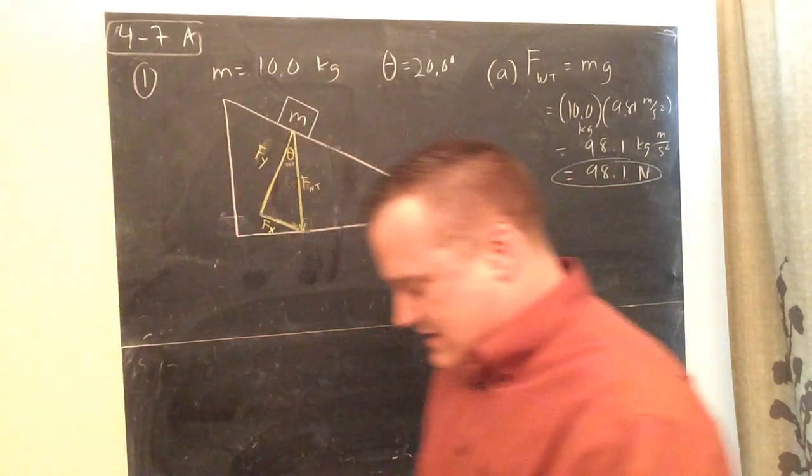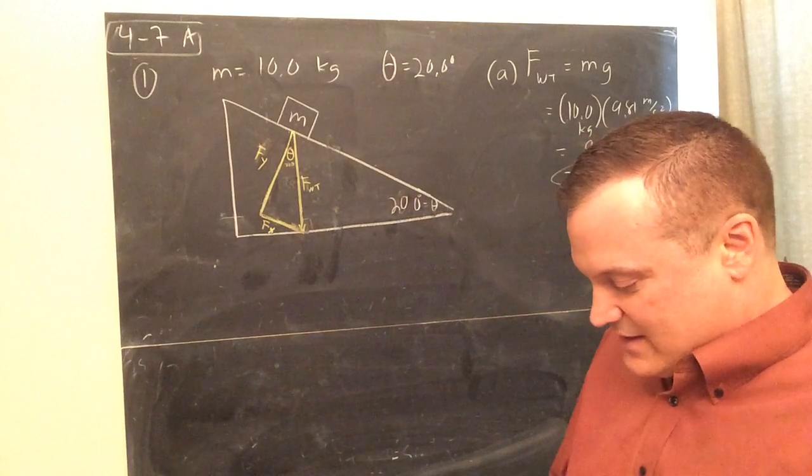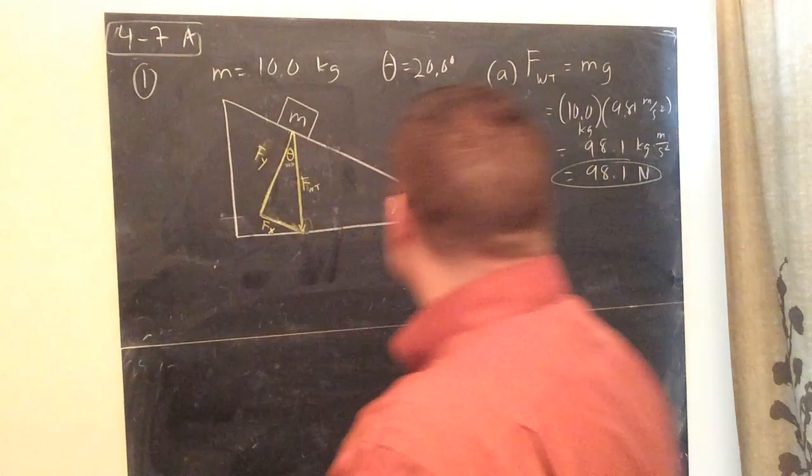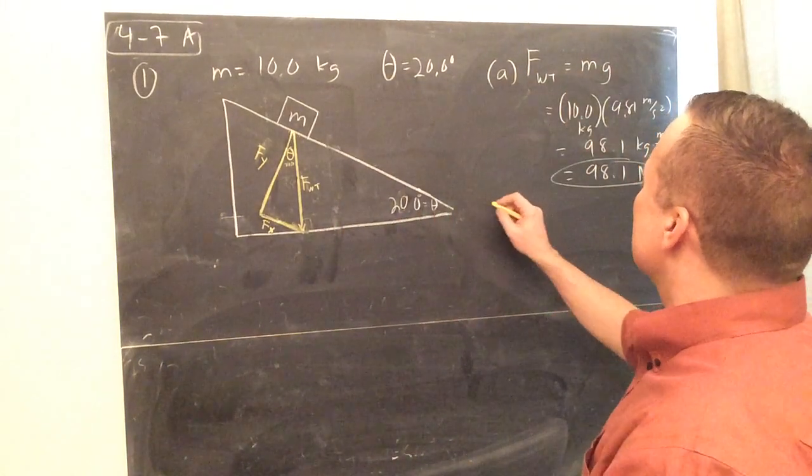All right, so letter A, calculate the weight of the block, and we got that. B says calculate the normal force. Now, the normal force.